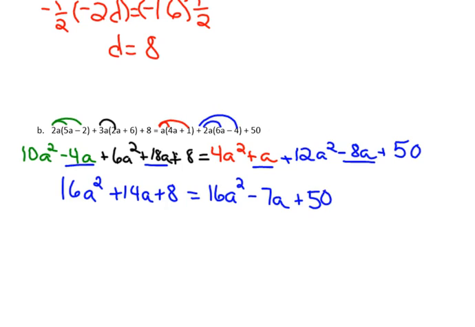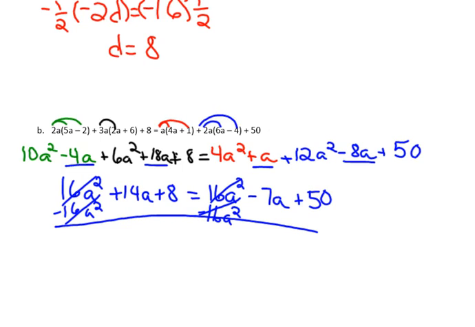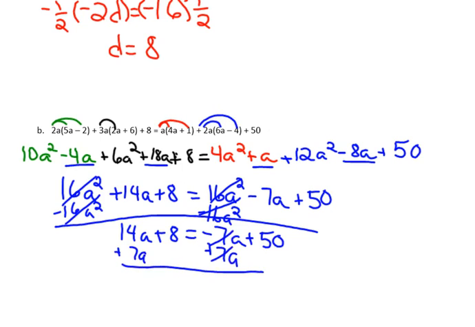I have variables on both sides. They have to be on one side. So I'm going to subtract 16A squared first. So those are going to cancel out. Right? They completely canceled out. We've had that happen before. That's okay. So I'm left with 14A plus 8 equals negative 7A plus 50. Now I have to get the regular A's on one side. So I'm going to add 7A. So 21A plus 8 equals 50.